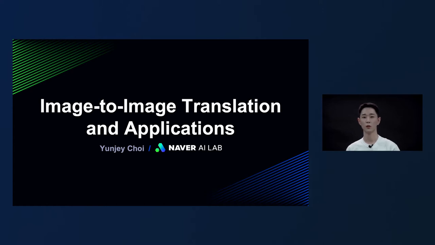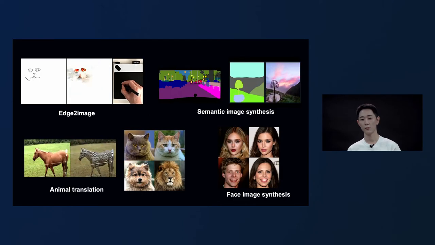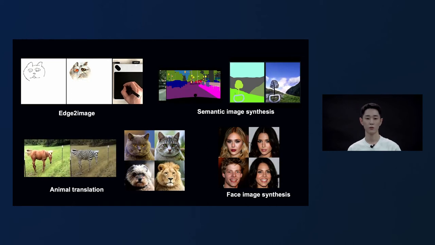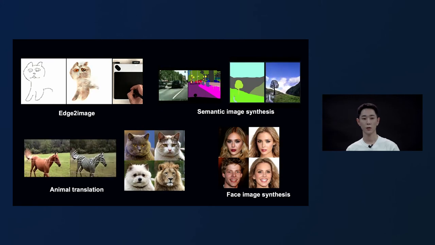Today's presentation is about introducing several image-to-image translation models, including models that we have made. And I would like to show you some various applications. Image-to-image translation refers to the conversion of images of one domain to other images from another domain. There are a lot of applications that use image translation.